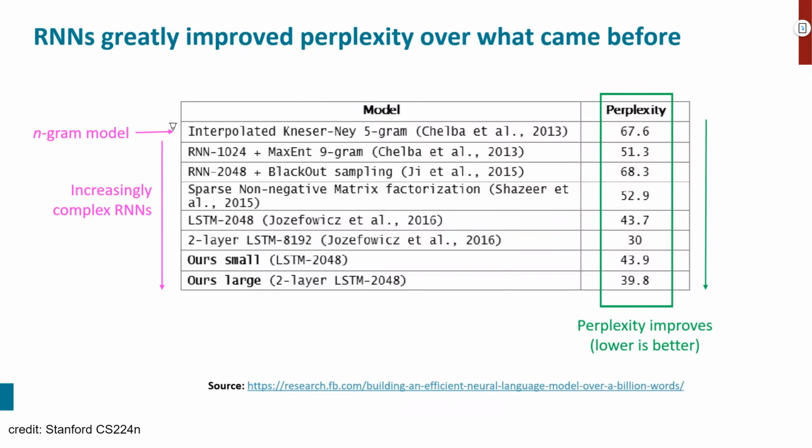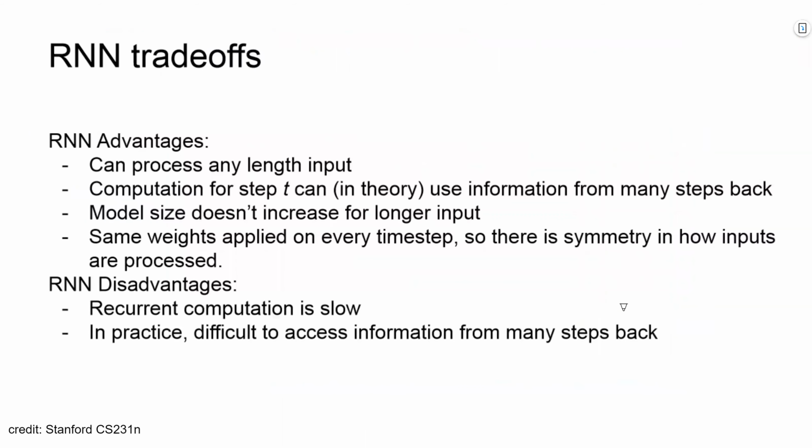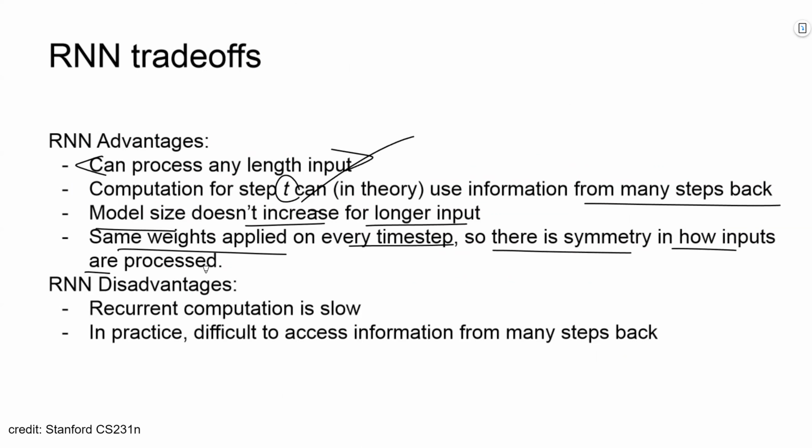And RNNs greatly improved perplexity over what came before, like n-grams. However, it still has quite high perplexity. Okay, the trade-offs are like this. RNNs can process any length input, and computation for step t can use information from many steps back. And model size doesn't increase for longer inputs. It actually stays the same. And the same weights are applied on every time step, so there is symmetry in how inputs are processed.